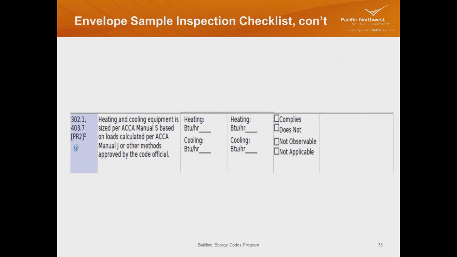Here is an example of one provision from the inspection checklist, and this has to do with the ACCA Manual S and J for the load calcs. So this is where you would have to manually enter the load calculations for the heating and cooling. You don't enter this into REScheck. It's not a feature or an entry into REScheck.